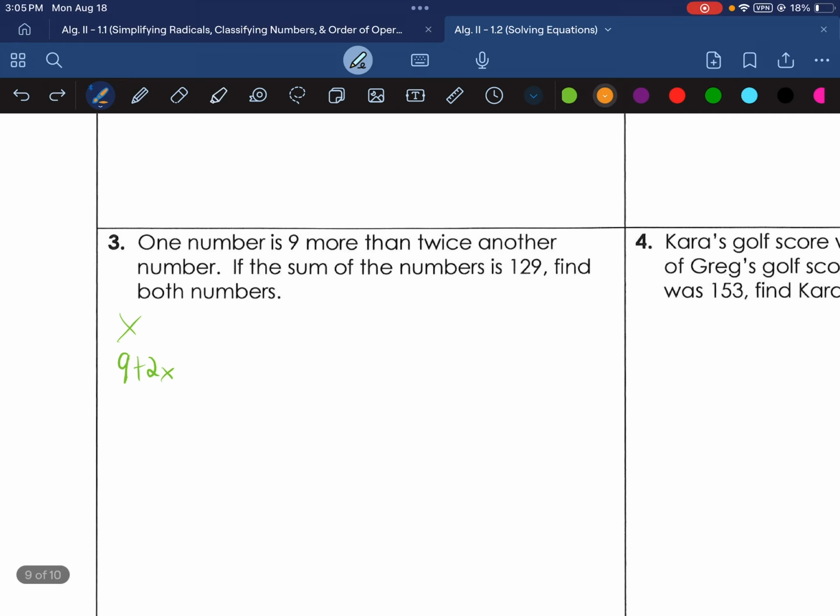So if one of your numbers is x, this other one is 9 more than 2 times that. And it's important to note off to the side that one of them is one number and the other is the other number. So maybe we call this the first number, and the second number. Which one you call first or second doesn't really matter here.